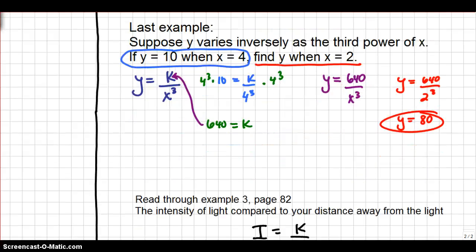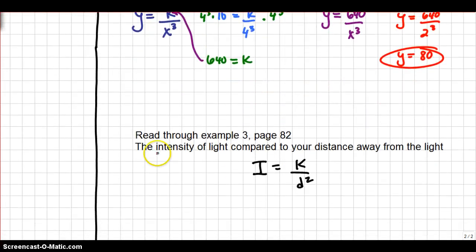There's one final piece that I want to mention to students. There is intensity of light question mentioned in the homework. It's also mentioned in example 3 in the book. So I'd recommend that students read through page 82 and utilize this equation to help them answer any intensity of light questions.